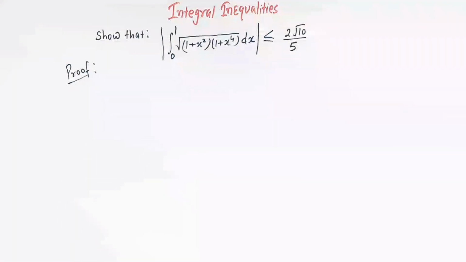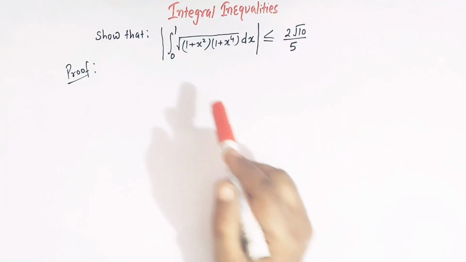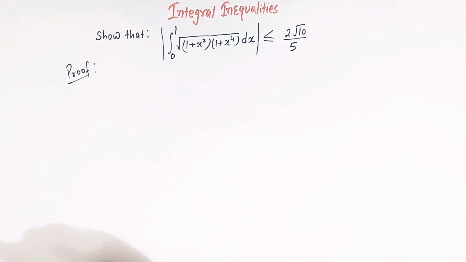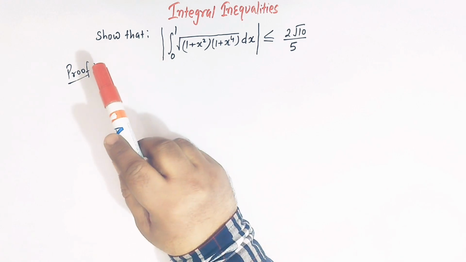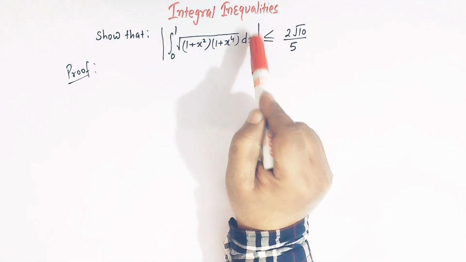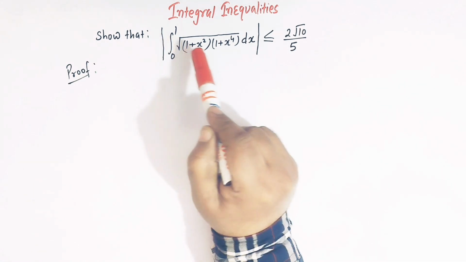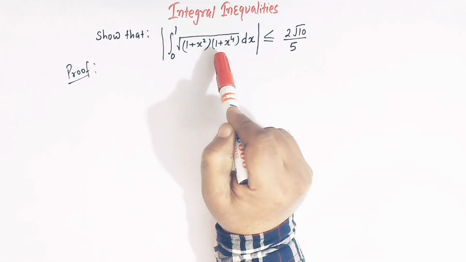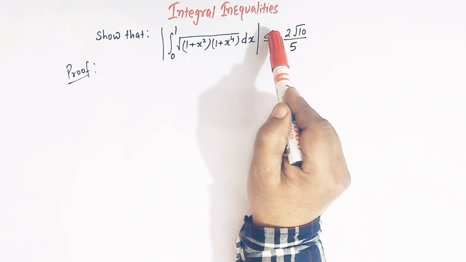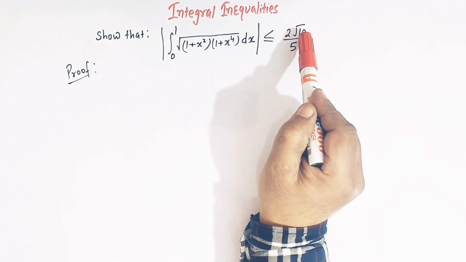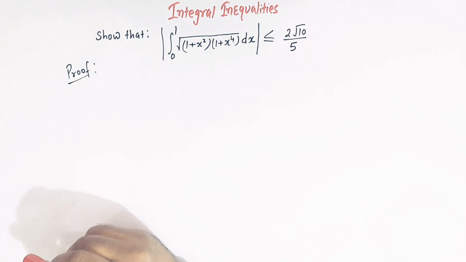Hello viewers, in today's class we are going to discuss another important problem from integral inequalities. In this class we are going to use a very important result from definite integrals which can be used to solve or to prove this inequality. Here we have to show that the absolute value of the integral from 0 to 1 of square root of 1 plus x square times 1 plus x raised to 4 is less than or equal to 2 times square root of 10 divided by 5.